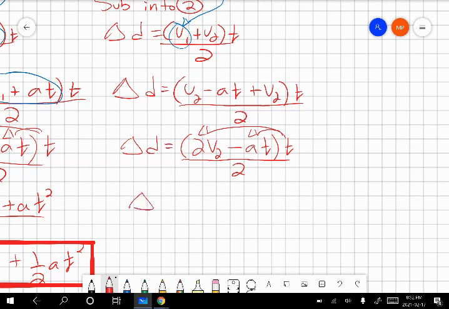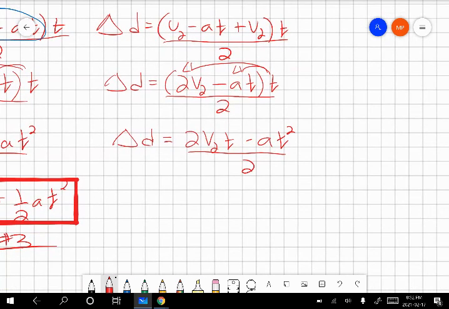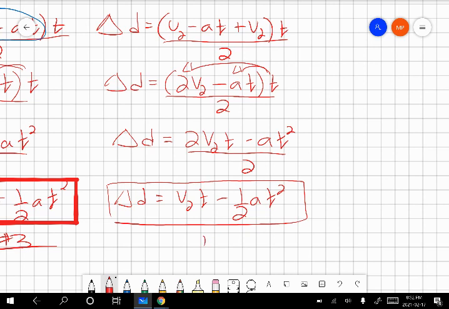So what I'm saying is it'd be a nice idea to pause it, see if you could get to the end on your own, but you don't have to do that. 2v2 times t minus at squared, all divided by 2, and then the same last step, delta d is equal to, so 2v2t divided by 2 is just v2t. And then negative AT squared divided by 2 is negative 1/2 AT squared. And that is equation number 4. That is equation 4.